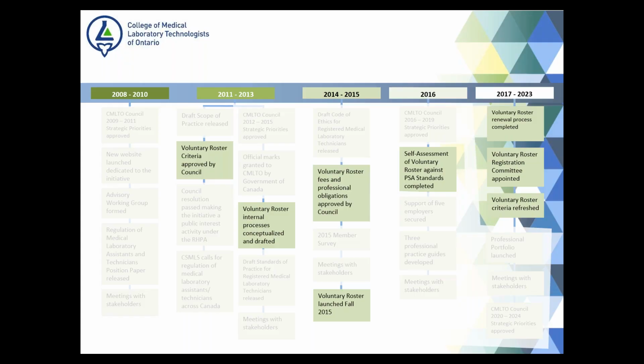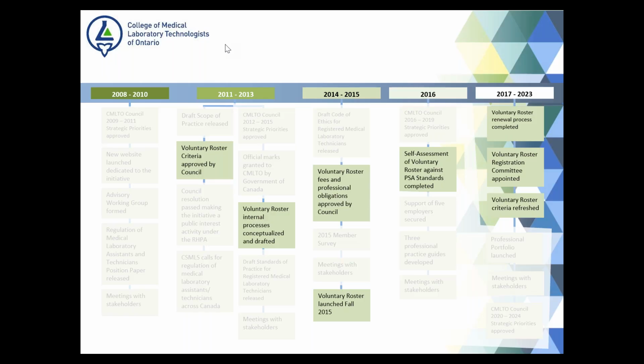After that, we did a self-assessment of our voluntary roster against the Professional Standards Association in UK's standards of registries, and that enabled us to get an idea of any gap analysis that might be present between what we currently had as a voluntary roster and what a registry might look like. And from there, we have had ongoing renewal processes since 2015.